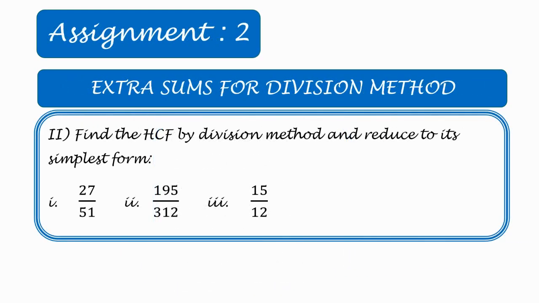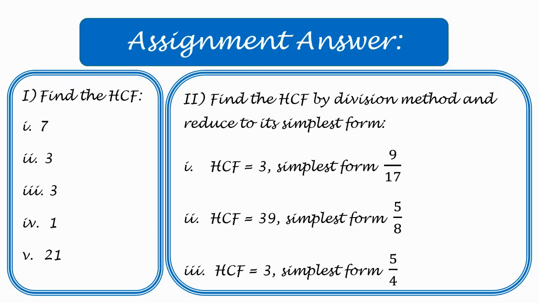Now assignment number 2. These are the extra sums for division method. So you have to find the HCF by division method and reduce to its simplest form. The first question is 27 upon 51. The second question is 195 upon 312. The third question is 15 upon 12. Now students, these are the assignment answers. After solving the sums, you can verify your answers with this. So I have given all the answers for assignment number 1 and assignment number 2.